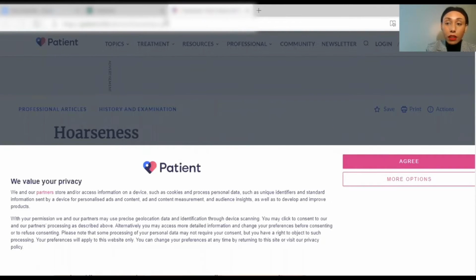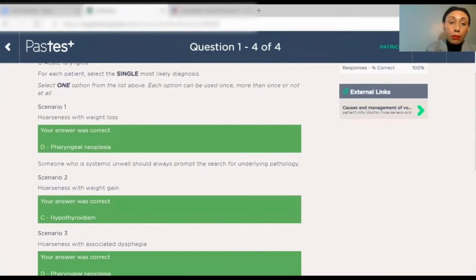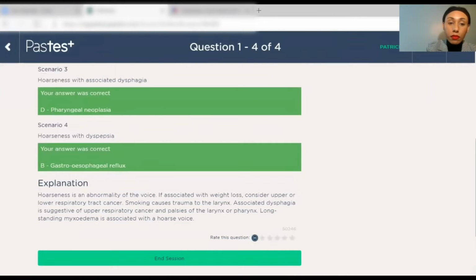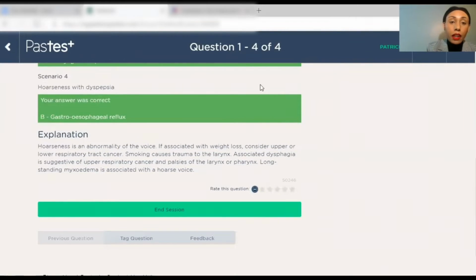So let's go back. Now, again, you can read a bit more as to why the particular answer was correct. As you can see, the explanation is here. Now, like I said, at any point, you can pause the video and have a longer read. But we've got quite a few questions to get through, so I'm not going to spend too long.